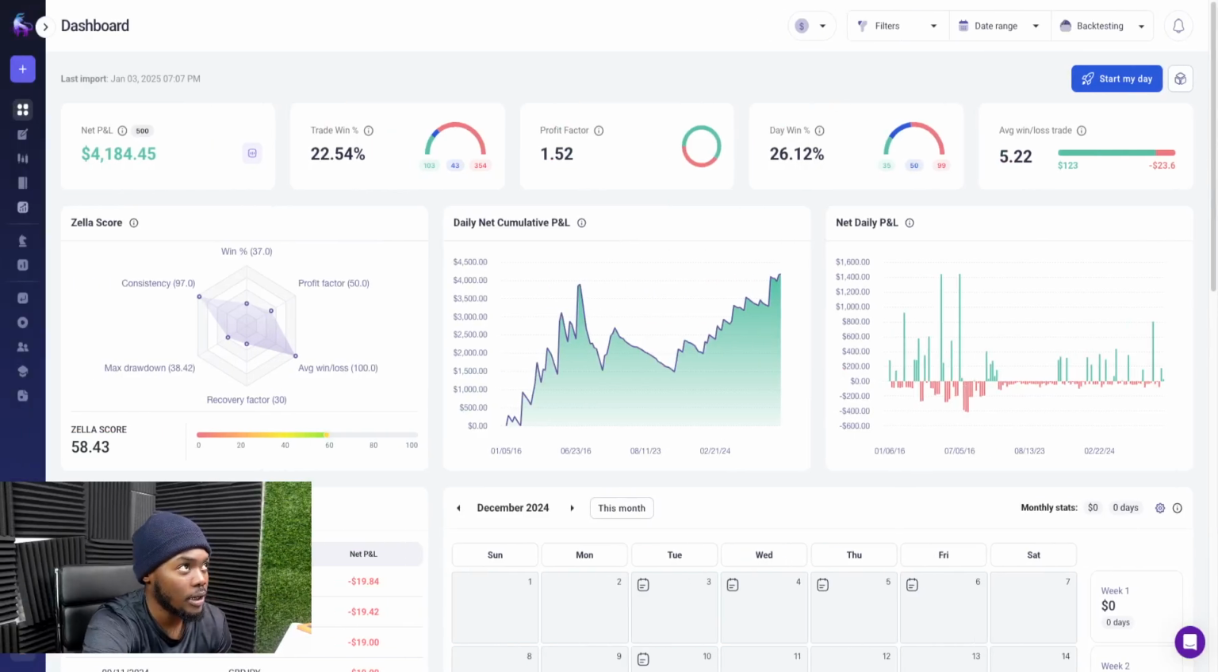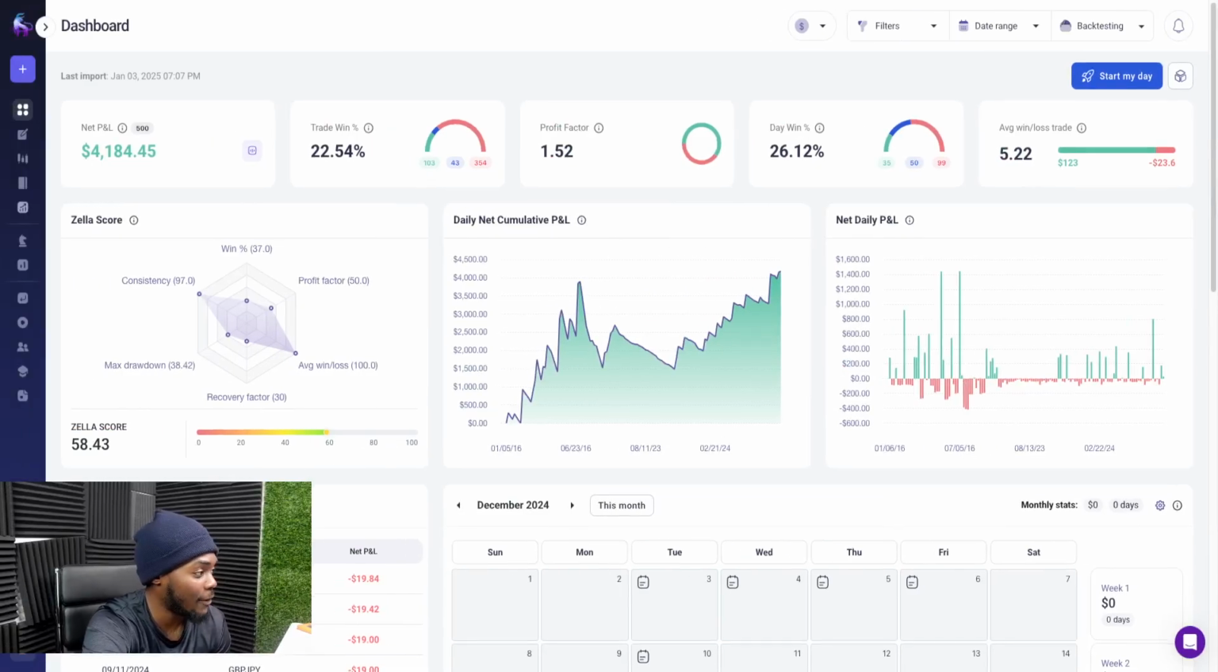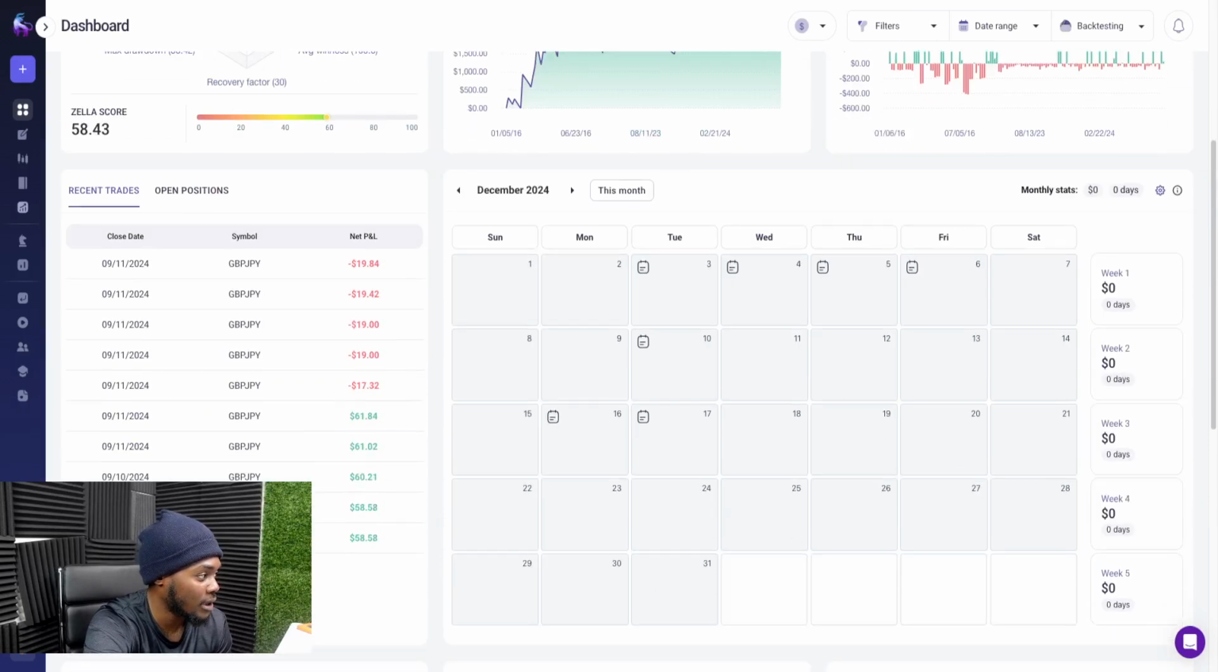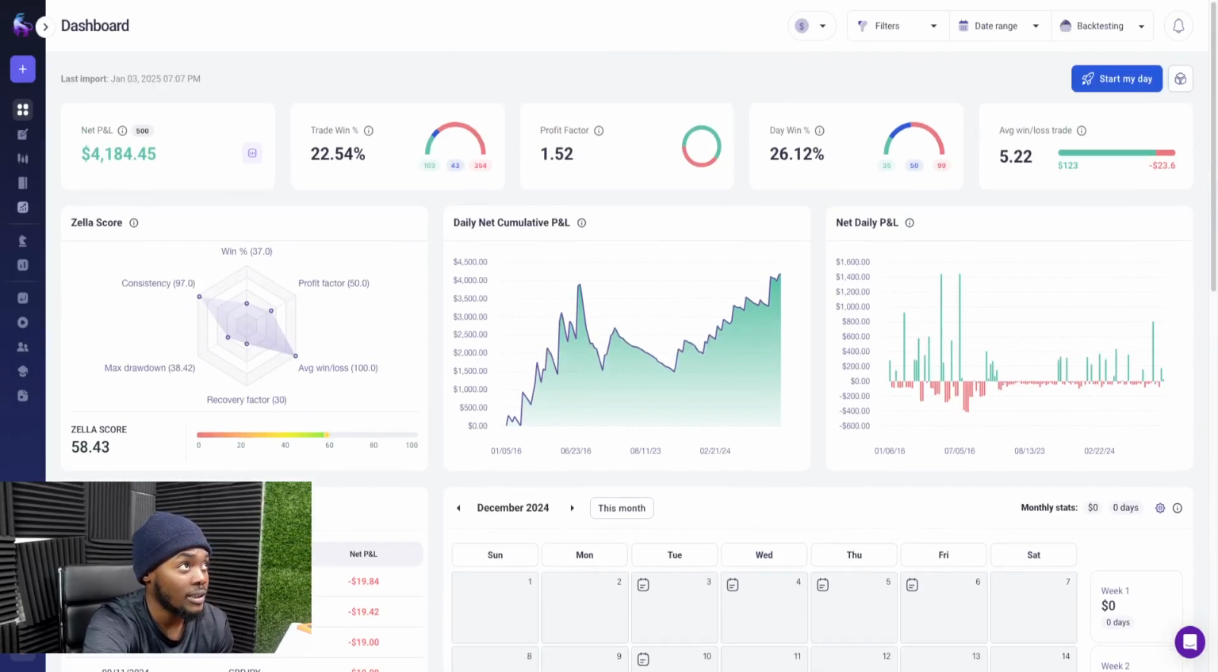Alright, so this particular platform is called Tradezella. Also, I'm going to leave a link of this website in the description.